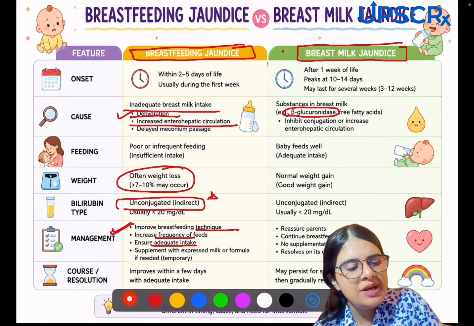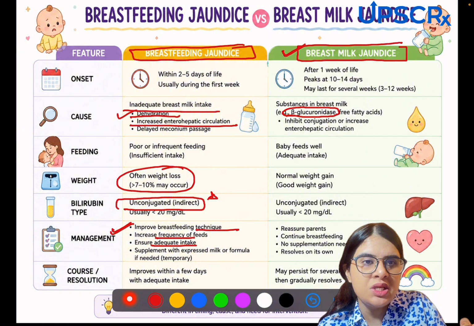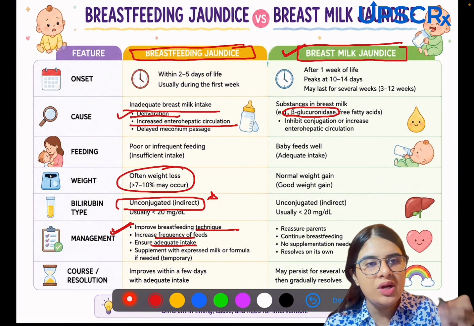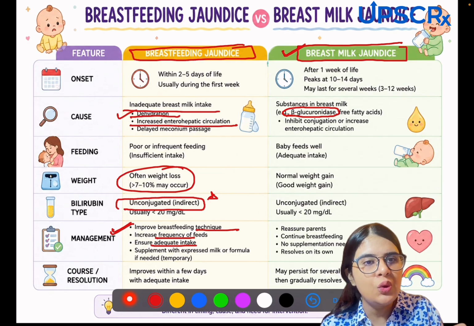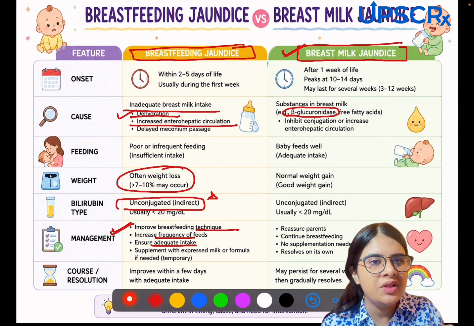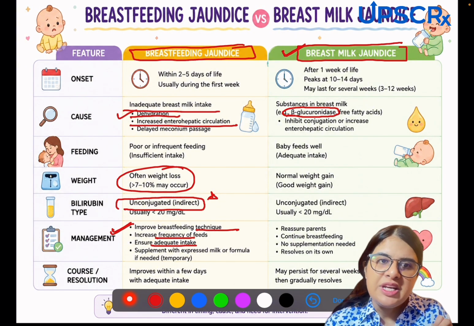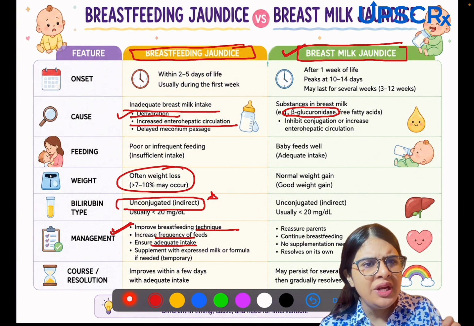Okay, so that is breast milk jaundice. There is a substance present in the breast milk which is causing breast milk jaundice. What is the substance? Beta glucuronidase, which is interfering with the conjugation or enterohepatic circulation. Here, the baby will be breastfeeding adequately, and weight loss will usually not be there.